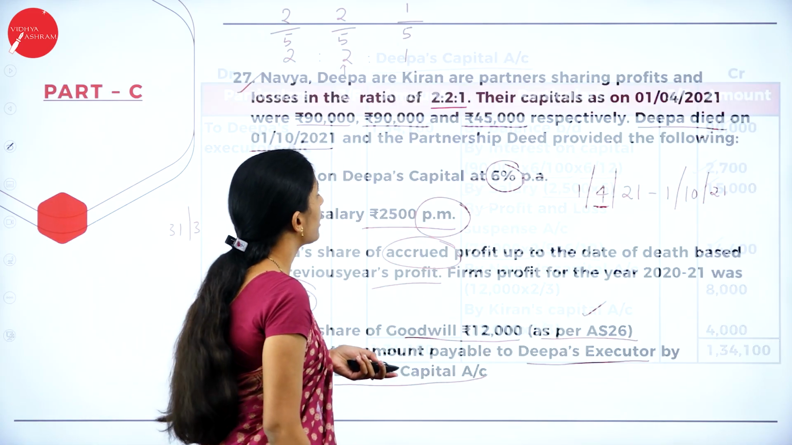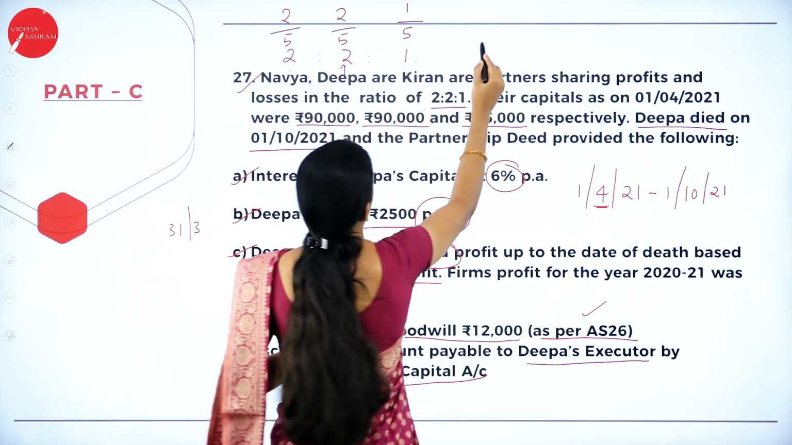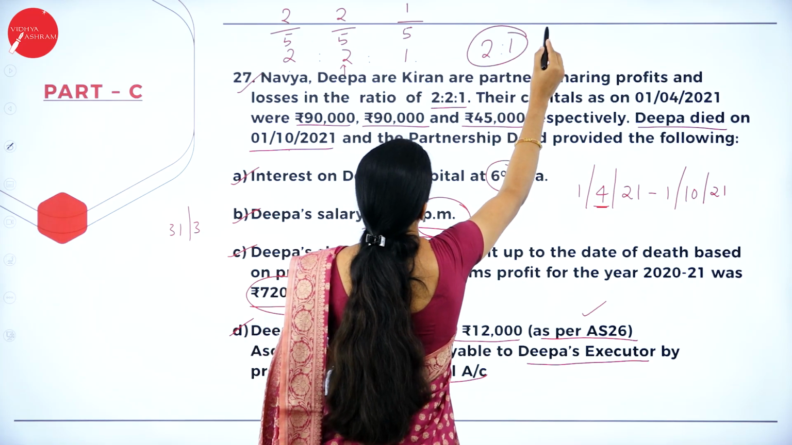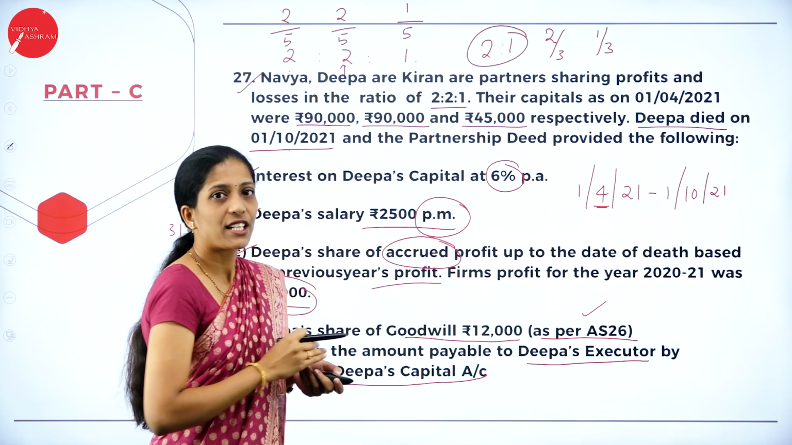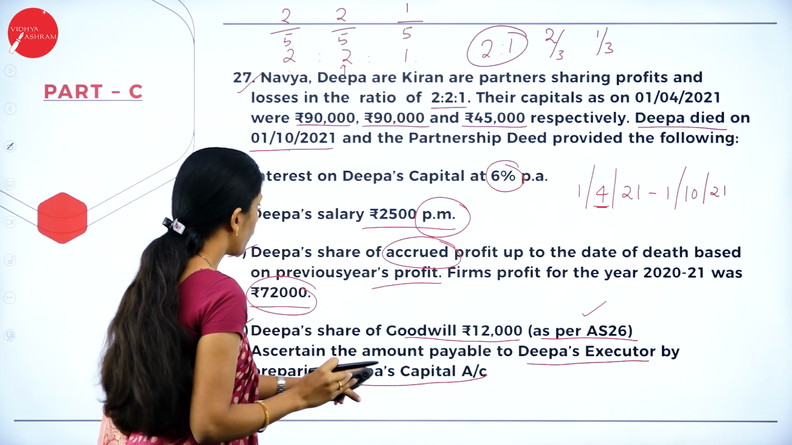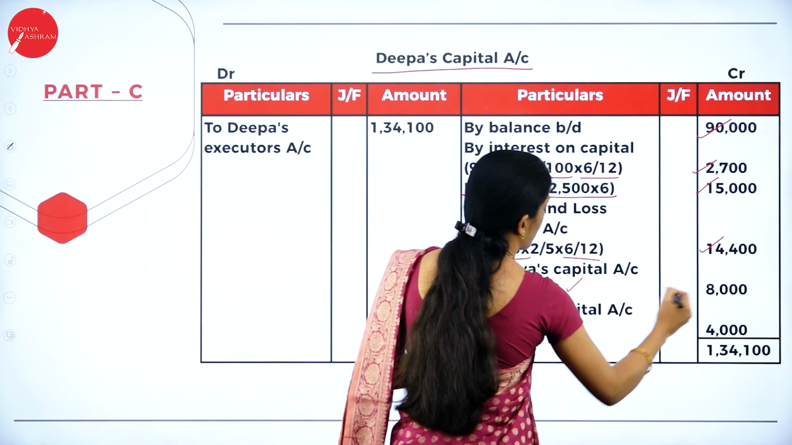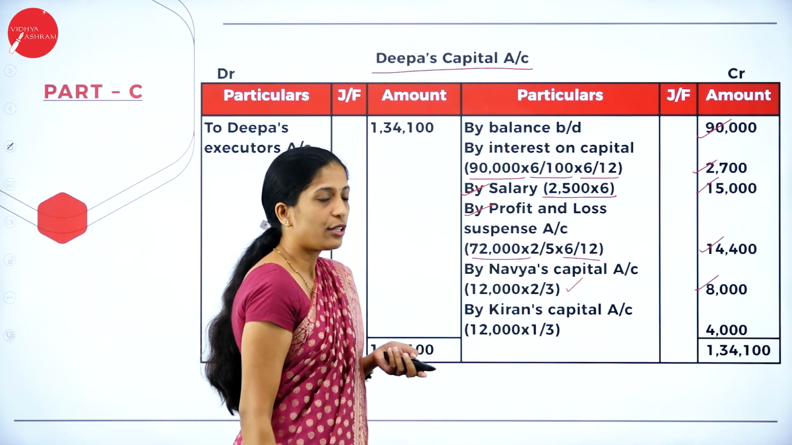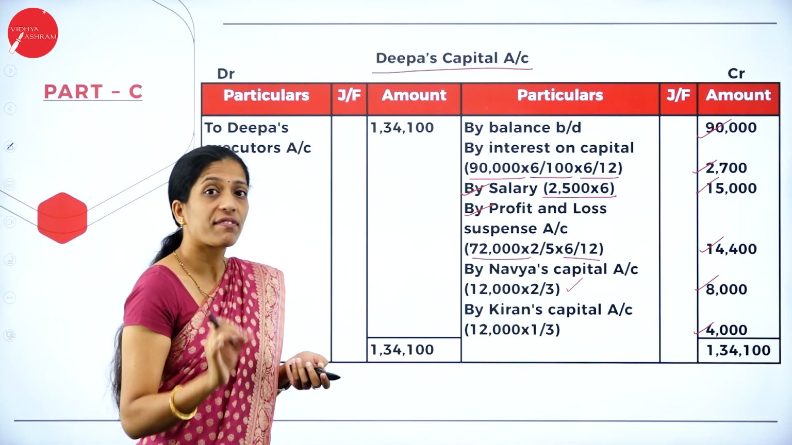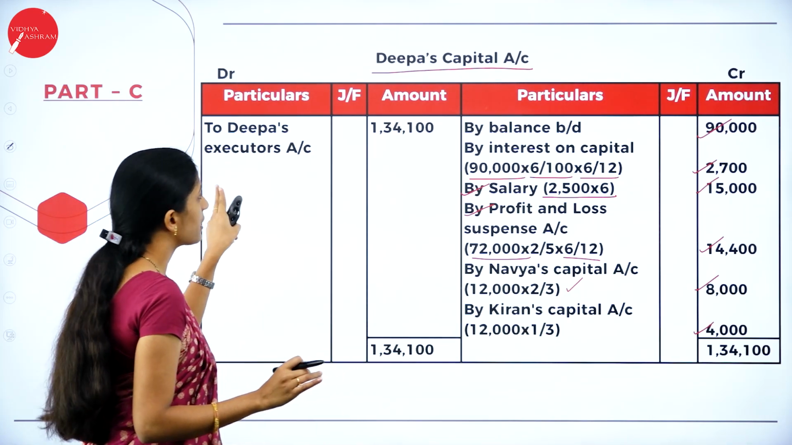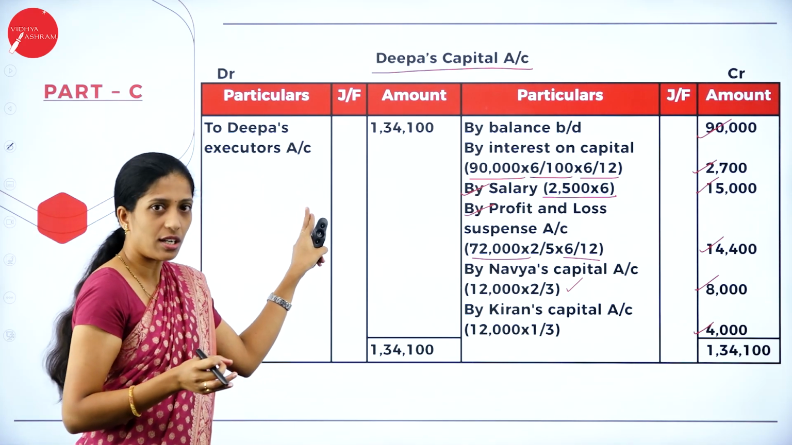What is their profit sharing ratio after a deceased partner dies? It will be 2:1. Correct? So it will be 2:1 in the sense 2 by 3 and 1 by 3. So that has to be distributed in the ratio 2:1. So what is her goodwill? 12,000. So 12,000 into 2 by 3 to Navya get 8,000 and Kiran 12,000 into 1 by 3, so it will be 4,000. Suppose if they give drawings, then you have to write here to drawings account, or if they give interest on drawings, to interest on drawings.